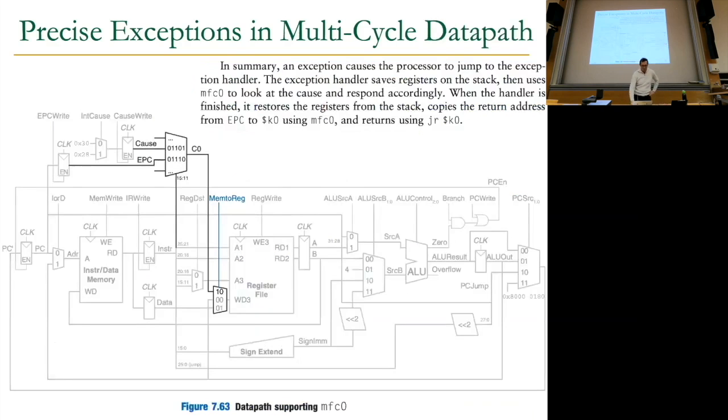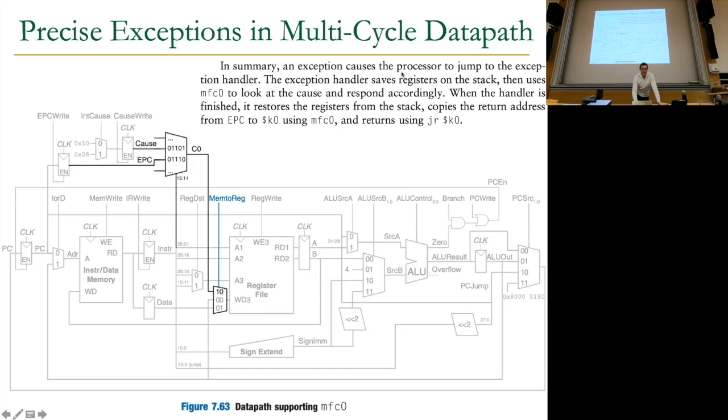Okay. So you can see there's more that needs to be done. These are the modifications that are needed to take the exception cause in this cause register and place it into a general purpose register. So we're complicating the data path, right? You can see that this data path supports MFC0. So let's take a look at this. Let's read this from your book.